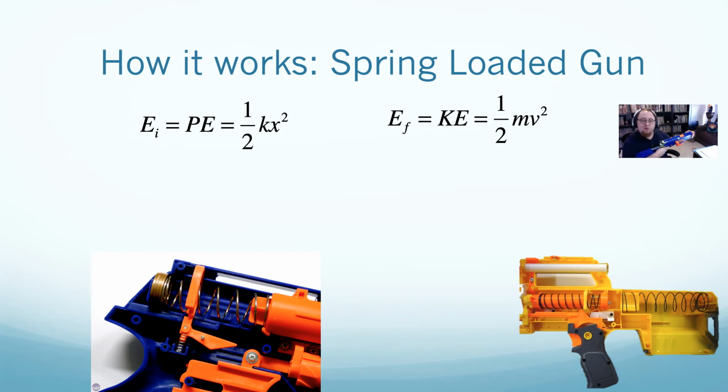And so that can say how fast the dart's going. Well, the kinetic energy of the dart will be 1/2 mv squared. And conservation of energy just says that the energy initial equals the energy final.